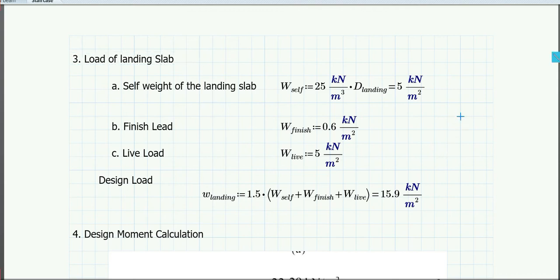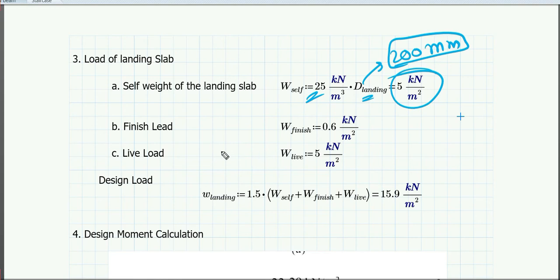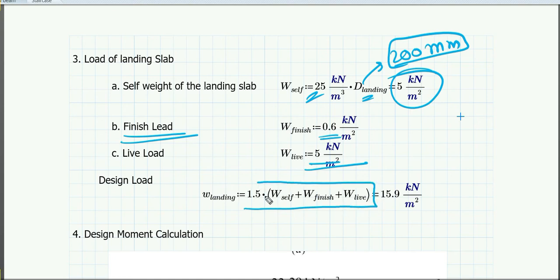So let's find out what is the load in the landing slab. That is nothing but only the self weight. The depth of the landing is 200 mm, we have considered. So 25 into 0.2, it is 5 kilonewton per meter square. Finished load is 0.6, live load is 5. So the total load in the landing is 1.5 times self weight, finished load, and live load, which is 15.9 kilonewton per meter square. So these are the two loads that we can find in the going as well as the landing.